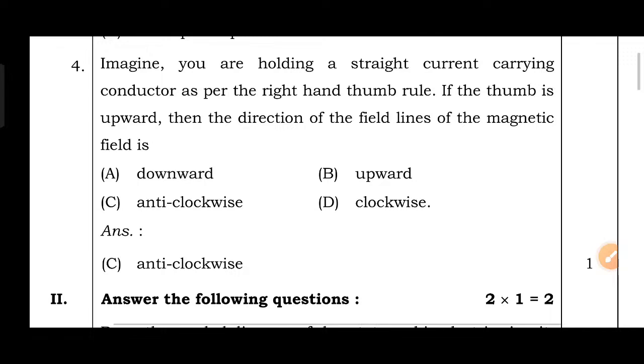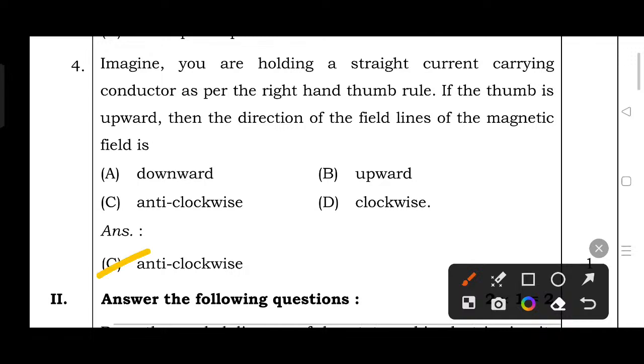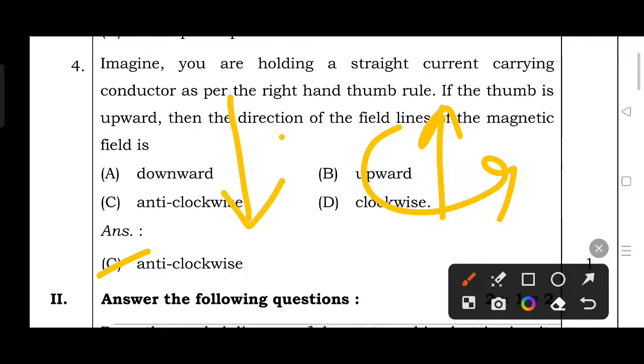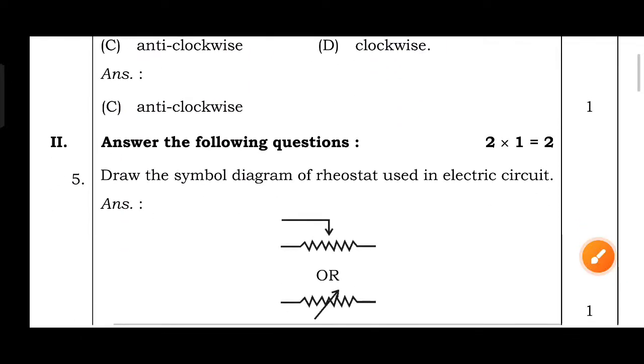Imagine you are holding a straight current carrying conductor as per the right hand thumb rule. If the thumb is upward, then the direction of the field lines of the magnetic field is anti-clockwise. Whenever the thumb is pointing upwards, anti-clockwise. Whenever the thumb is pointing downward, clockwise. Keep that in mind.